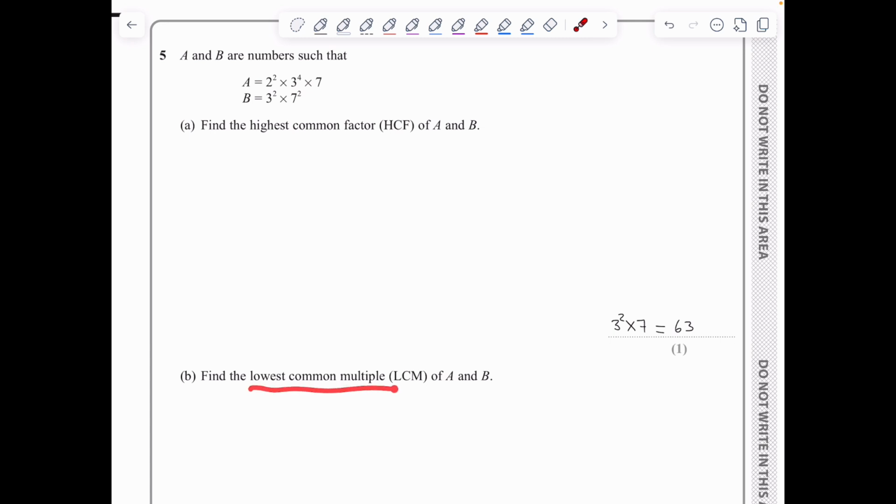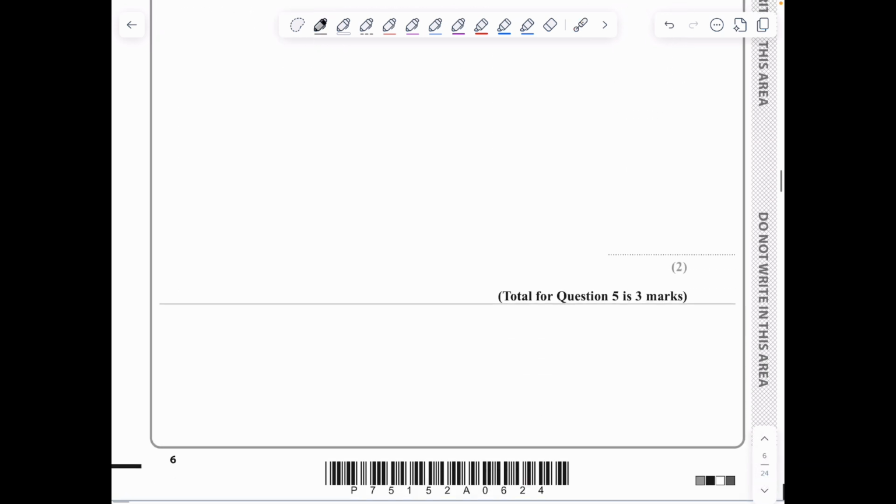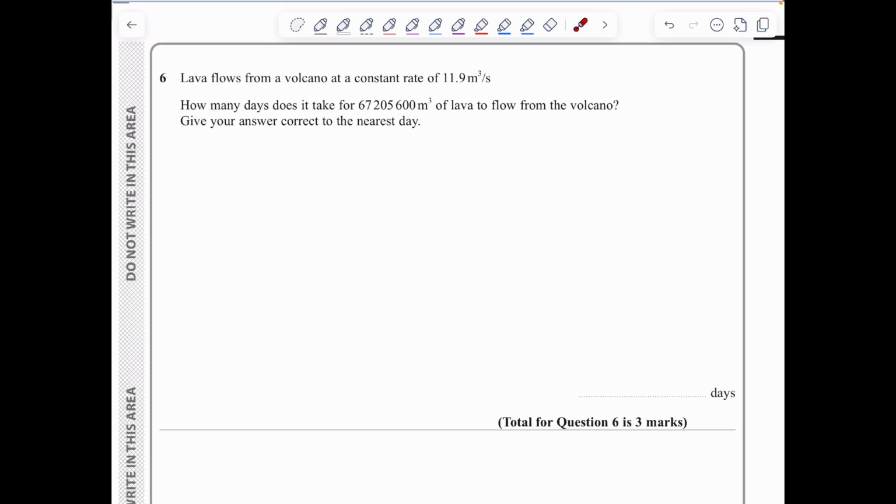Now for the lowest common multiple of a and b, I will be considering all prime factors raised to their highest power. So I'll be choosing 2 squared, 3 to the power of 4, and 7 squared. So we're looking for the LCM, which is 2 squared times 3 to the power of 4 times 7 squared, which when plugged on the calculator gives me 15,876.